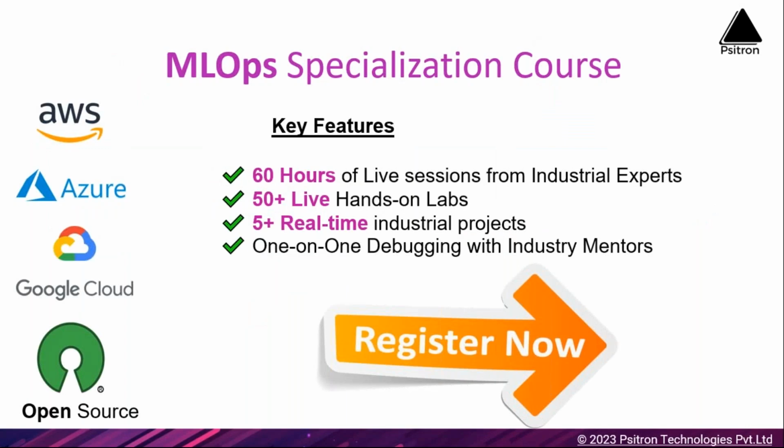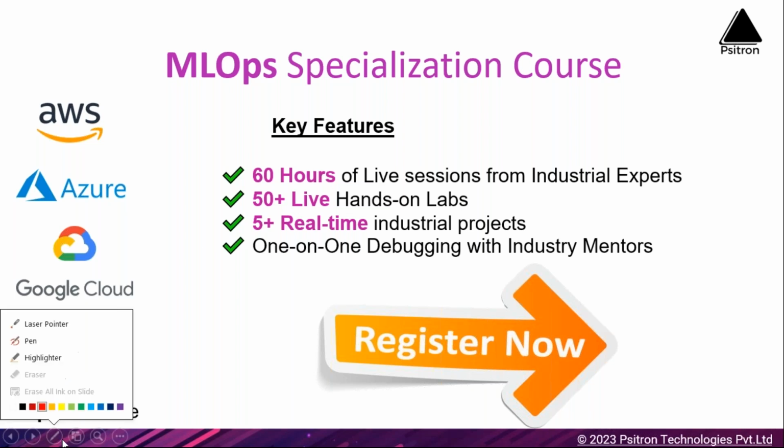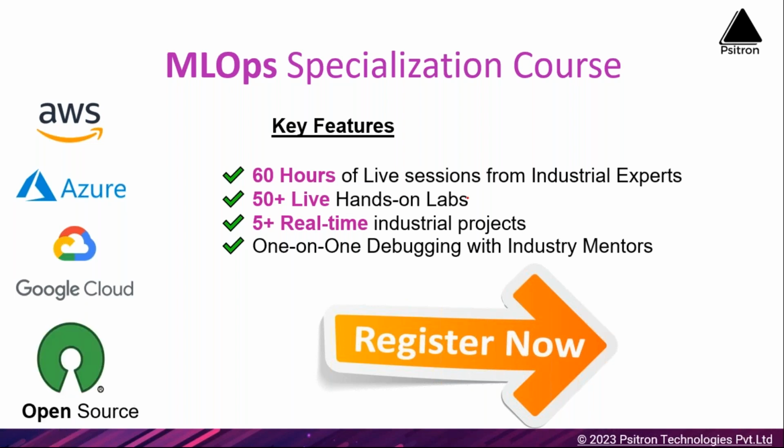Okay, let's get started. So the MLOps specialization course, what are the key features of it? It's a 60 hours program, as I mentioned. Otherwise, a 7 weekends program altogether. So more than 50 hands-on labs, more than 5 real-time projects. What do you mean by that? Just consider that at least one project will be built on every cloud platform. End-to-end MLOps level 4 architecture on AWS, Azure, GCP.